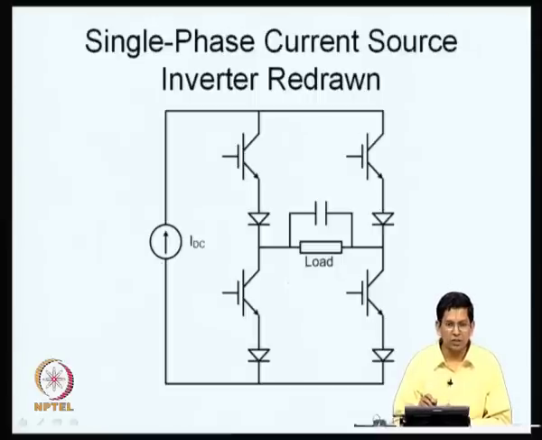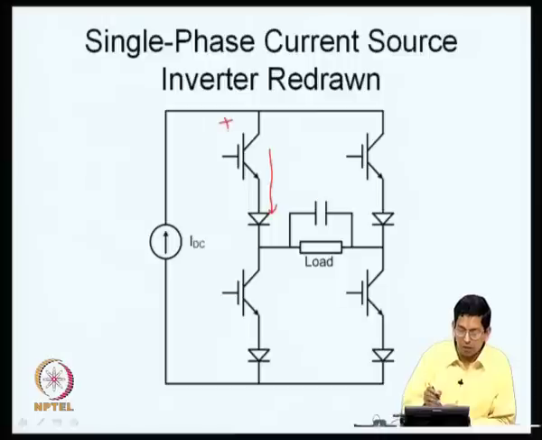Apart from these differences, as far as the switches are concerned, earlier you had a switch which is capable of conducting in both the directions. Now, you have a switch which is capable of conducting in only one direction. Earlier, in a voltage source inverter, you had a switch which needs to block a voltage of only a particular polarity.